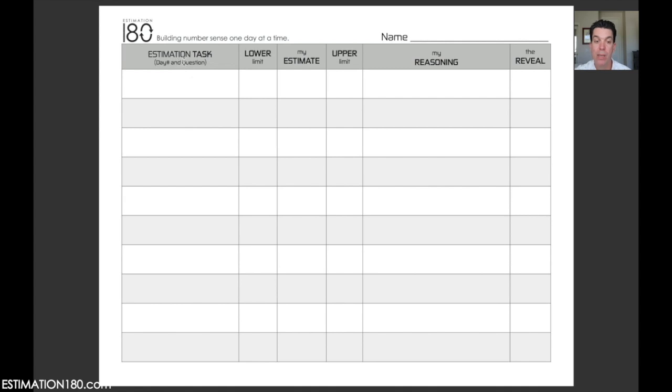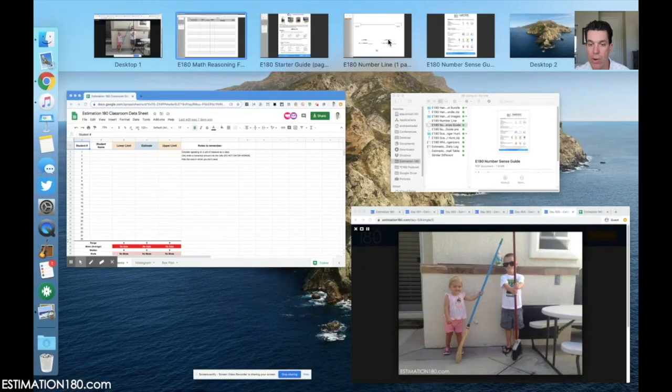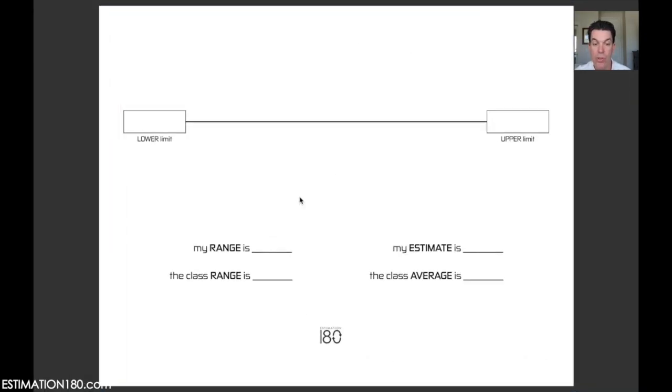You'll notice a lot of the same language: what the estimation task is, a lower limit, their estimate, and their upper limit. And then their reasoning, of course, that's a big part of students sharing their mathematical thinking. And then their reveal, that way they can keep track of what the actual amount or quantity or height or whatever unit of measurement we're using for that estimation task. And then the final handout is the number line. You'll notice this looks very familiar, and the purpose of the number line is for students, again, to make a strategic choice of a number within a reasonable range.